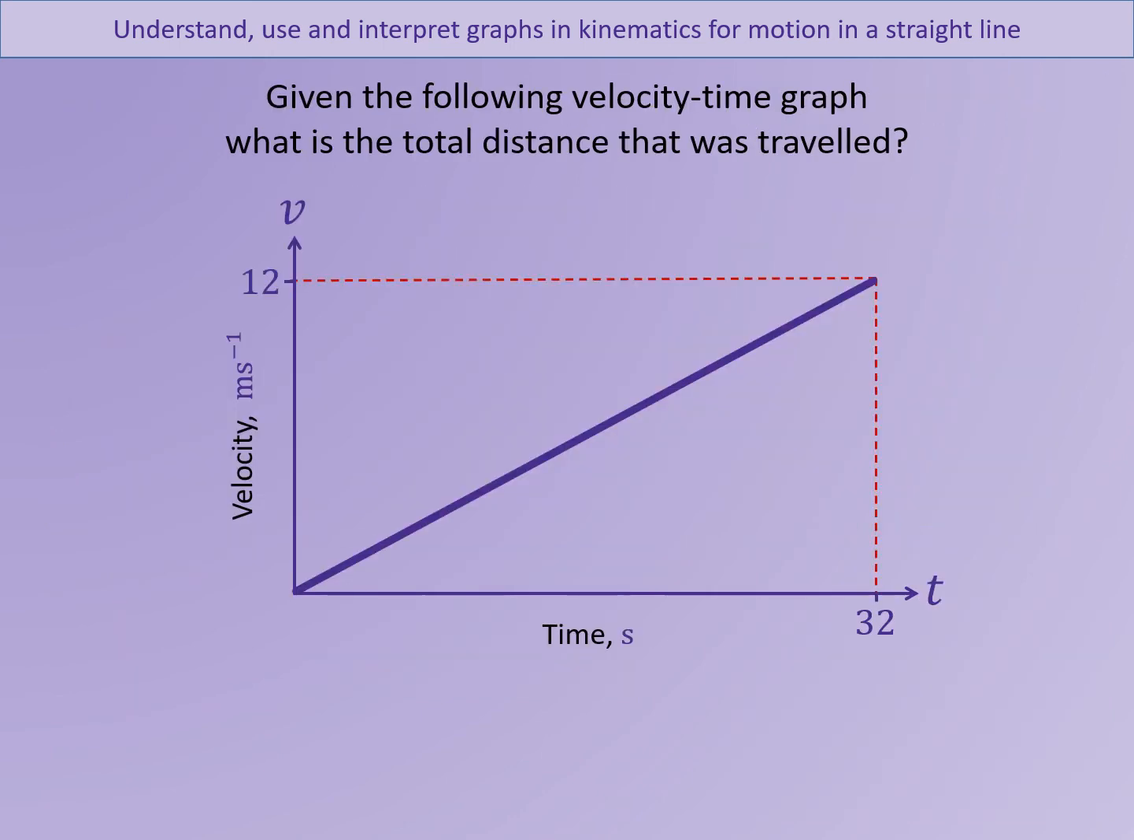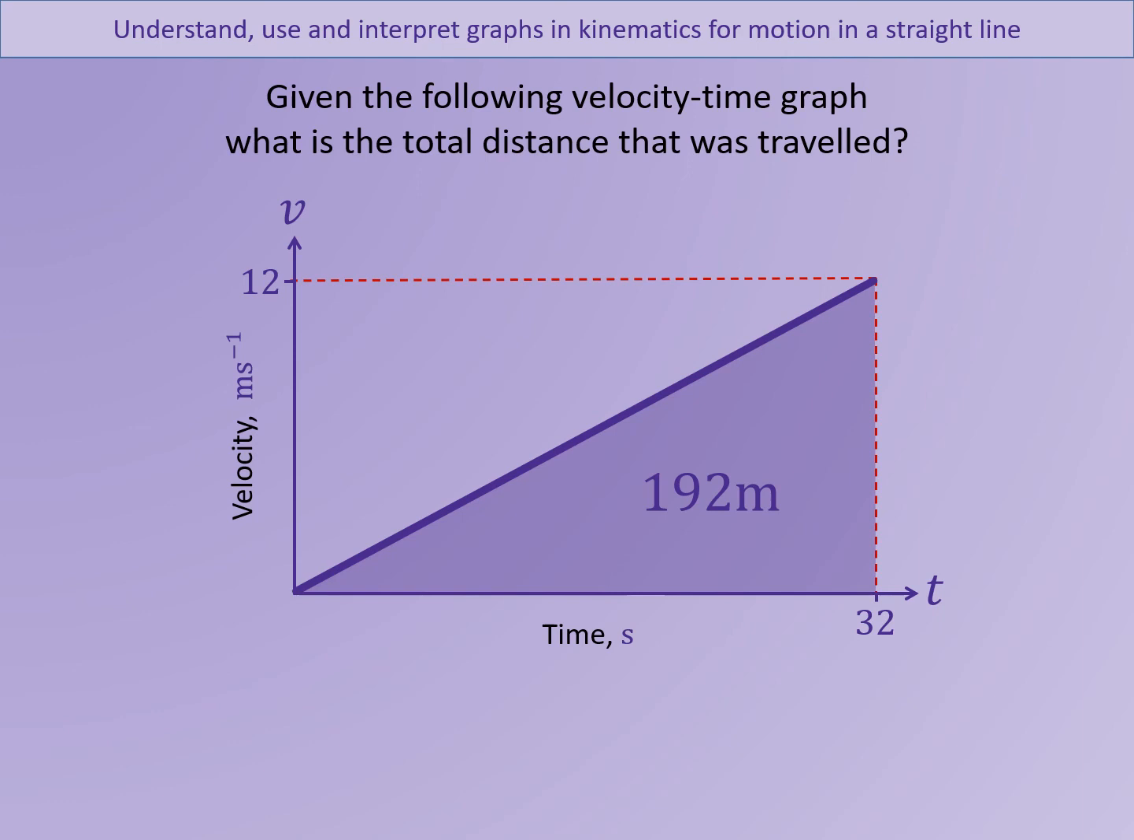Given this velocity time graph for a journey, can we work out the total distance that was travelled? Well, we've already seen that the distance travelled is the area under the velocity time graph, and because this is a triangle, we can calculate it using half base times height. So we have half of 32 multiplied by 12. This gives us a total distance of 192 metres.